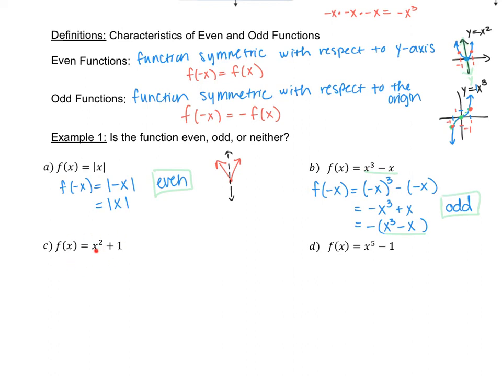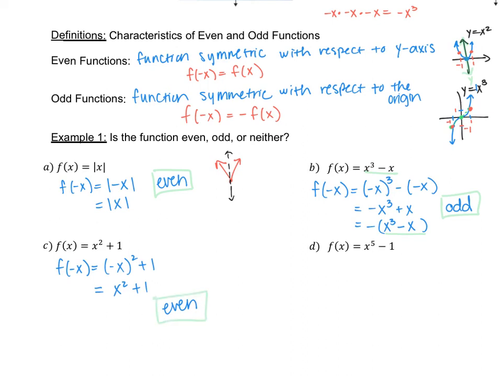All right, in this one, you have x to the second power plus 1. So we're going to plug in that negative x value. And if we plug in negative x and I square it, well, if you square a negative sign, it's going to end up being positive. So this ends up being x squared plus 1. And that is the same function as before, right? This is the exact same function. So this is what we call an even function. So we just happen to get another even function.